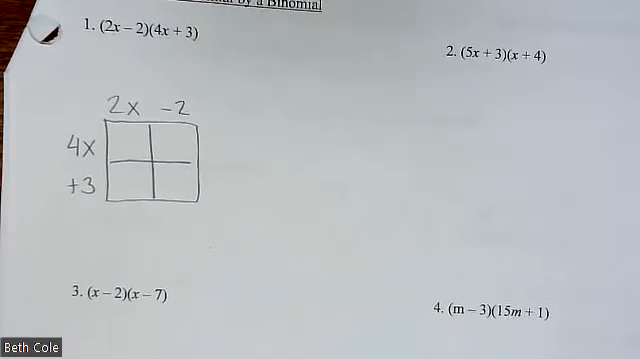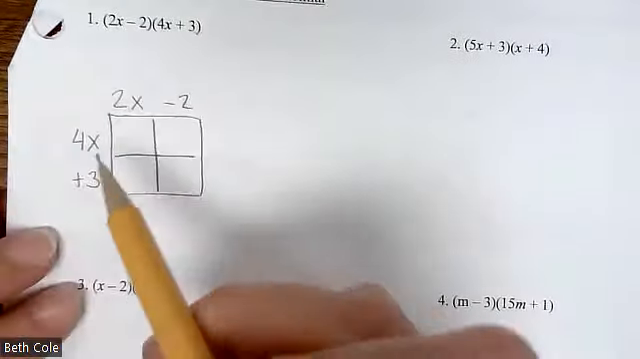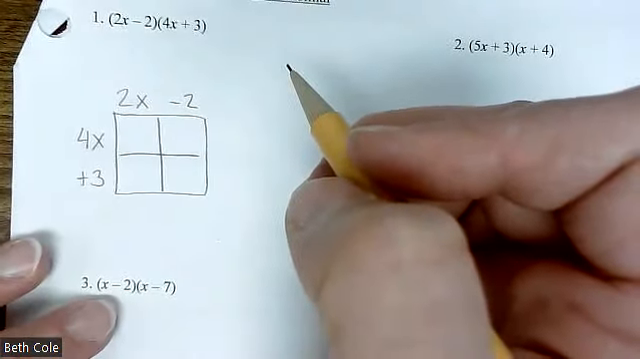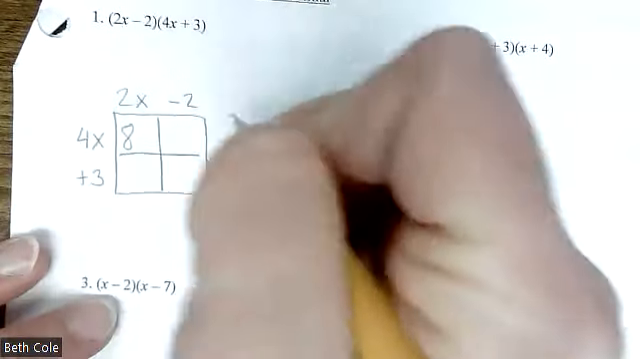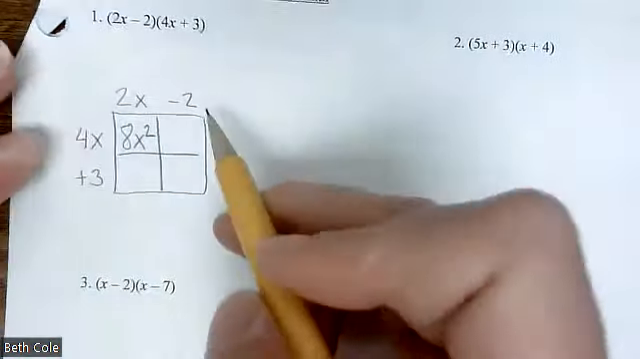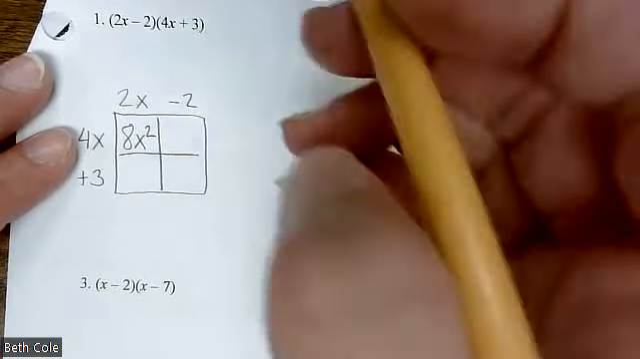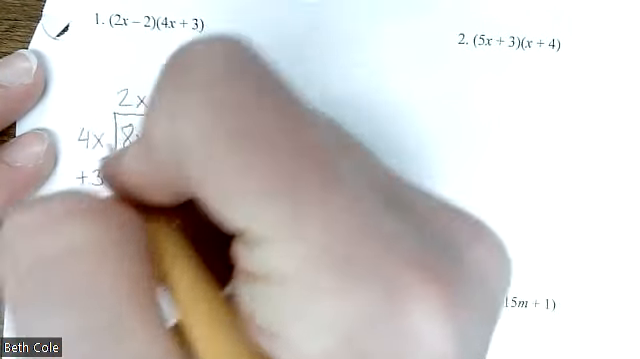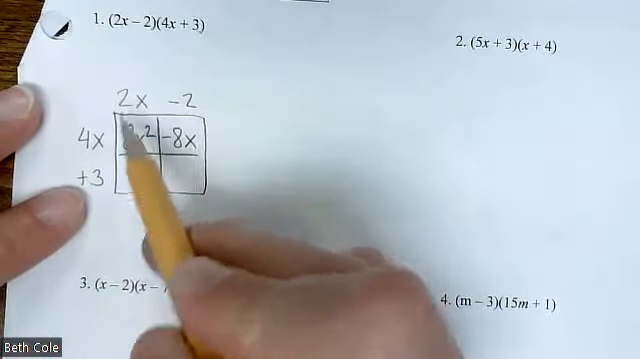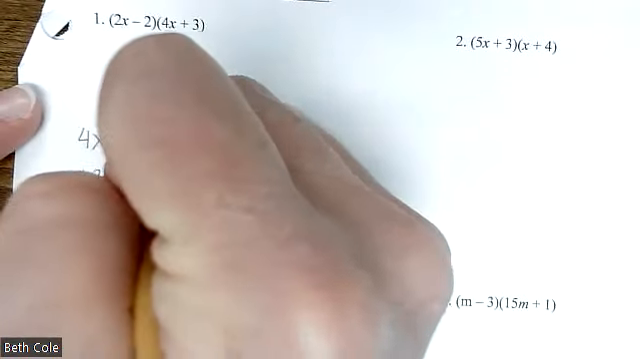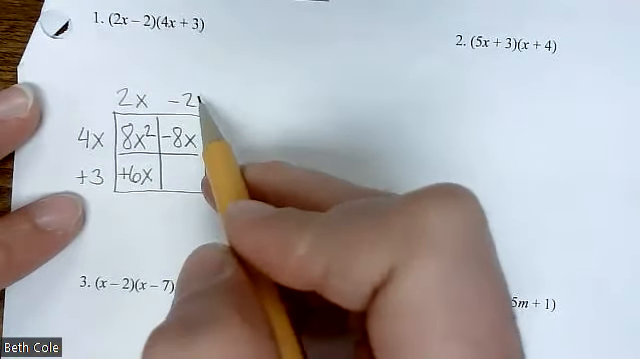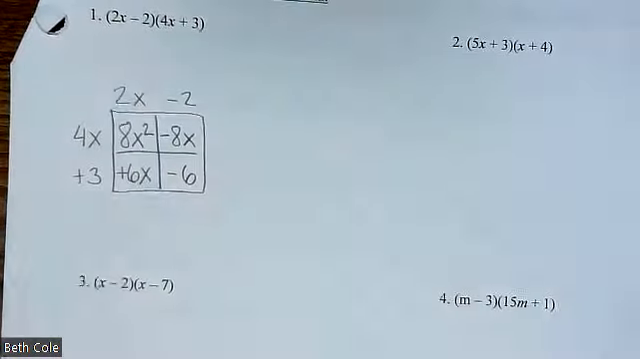And then you're gonna multiply everything together. You ready? And you know your times table, so stick with me on this. 4x times 2x. 8, and then x times x is x squared. Again, you guys have to get that. 1 plus 1 is 2. Now do the next one. 4x times -2. -8x. Good. And then do this one. 2x times 3 is 6x. And then do the last one. 3 times -2 is -6.